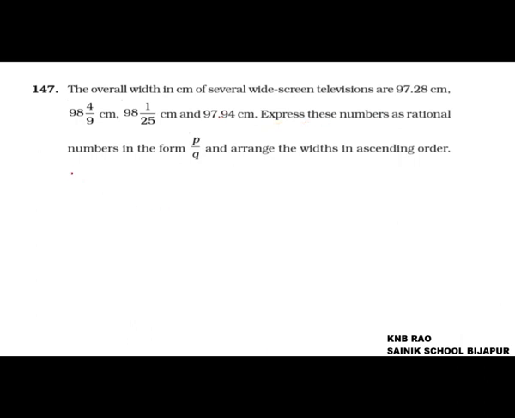Here the first one gives 97 integer 7 by 25. Next one, 98 integer 4 by 9. Third one, 98 integer 1 by 25. Fourth one, 97 integer 47 upon 50.